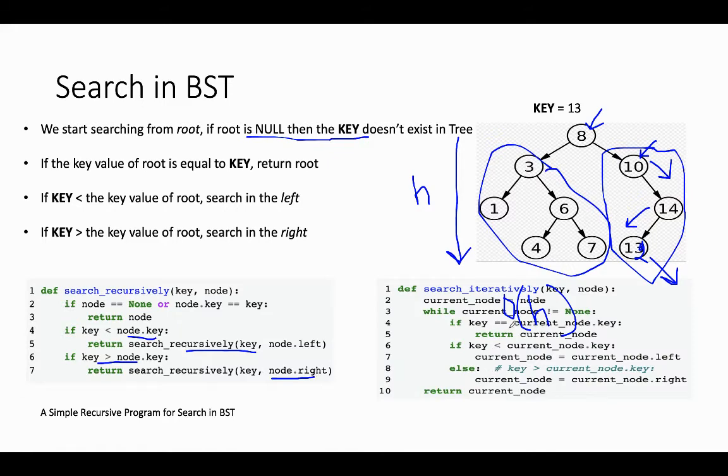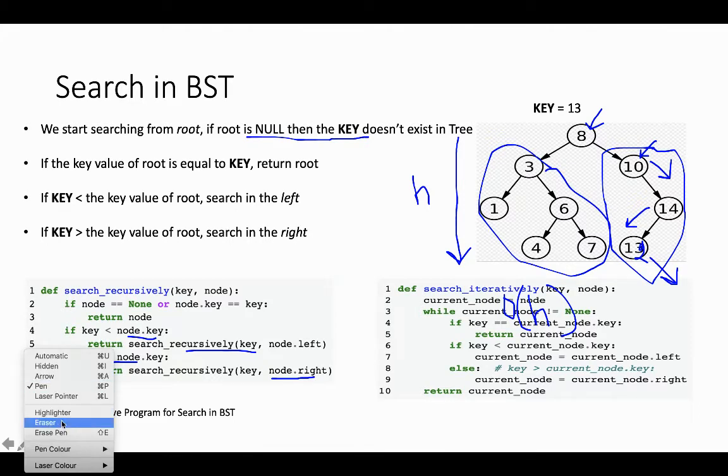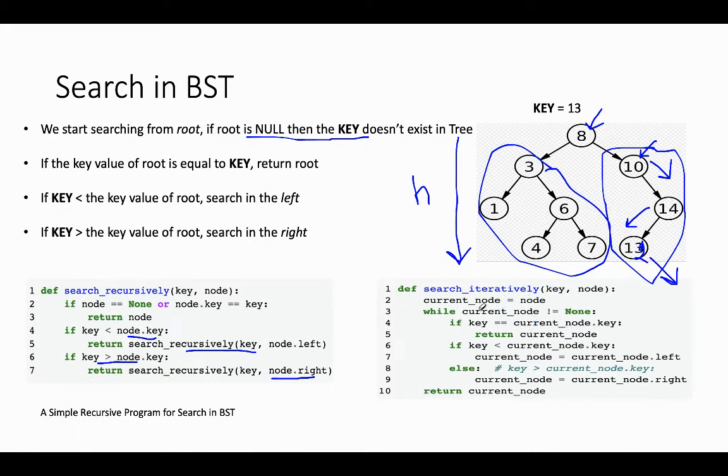And we can similarly see an iterative program. In the iterative program you can see we are basically running a while loop, and the while loop keeps on going until either we have found the key we are looking for, or we have hit the null node. So this also works pretty similarly.